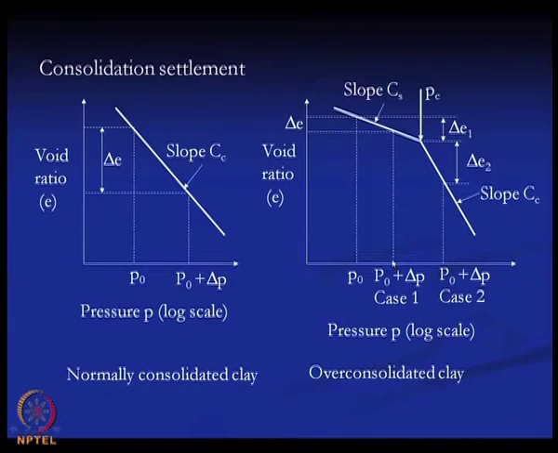Similarly, we can draw a similar curve for the over consolidated clay. This is the typical e versus log P curve, and here is the point where we get the PC value; we have already explained how we locate this point. Then there are two parts: one whose slope gives us CC, the compression index, and another, the part below the PC value, whose slope is CS. Here also, for P0 plus del P, we get del e1 and del e2. So basically we have two different portions.